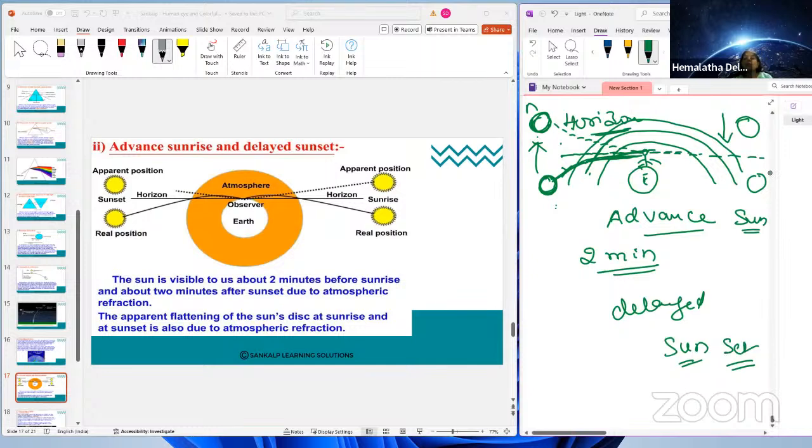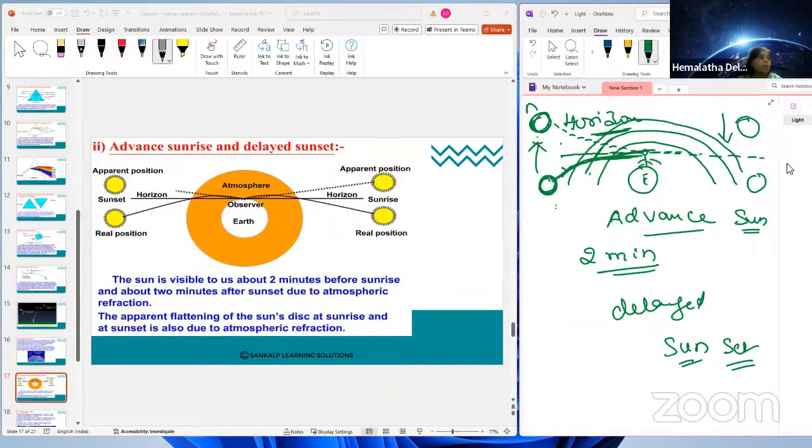So the sun sets later than we observe. We will observe the sunset before that, and before that the sunset had happened, but the sun will not set at that time. Two minutes after that only it will set. This is the difference. That is the example, the illustration of atmospheric refraction: one is advanced sunrise and the other is delayed sunset.